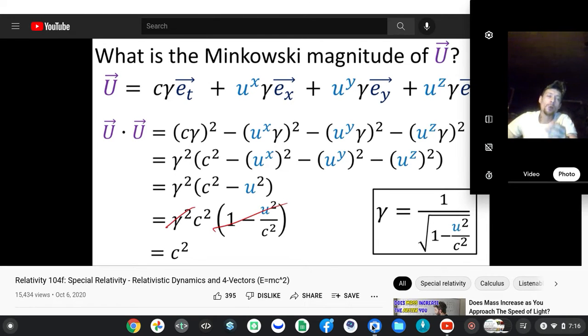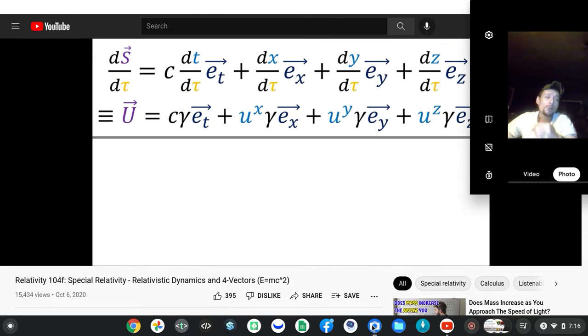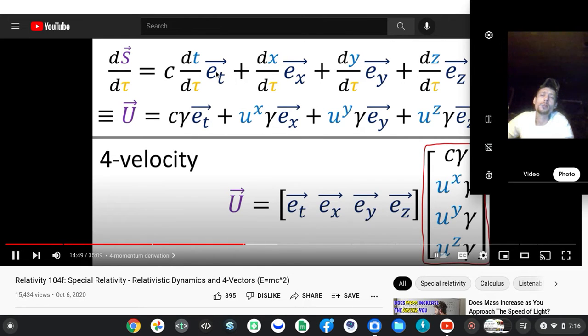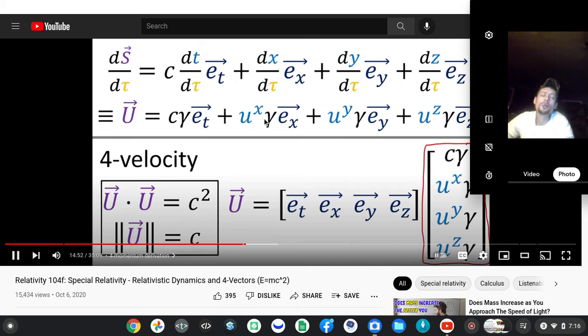So we've learned that the four-velocity vector u is just the derivative of four-position with respect to proper time tau, and that these are its components, and its Minkowski length will always be c.